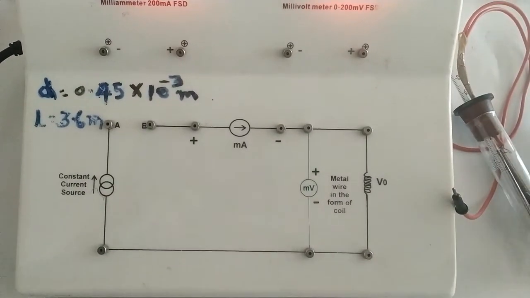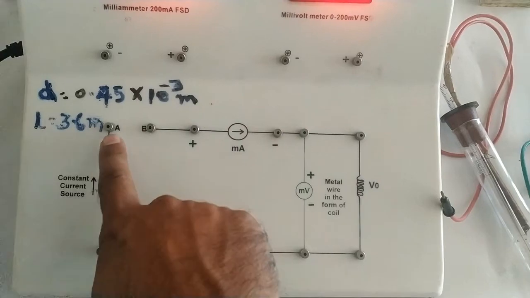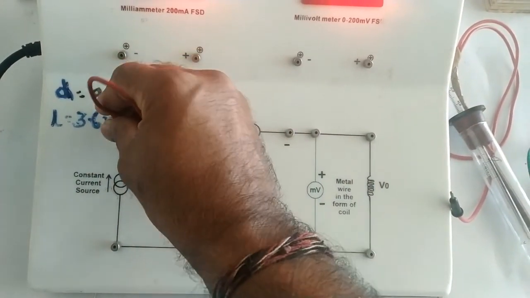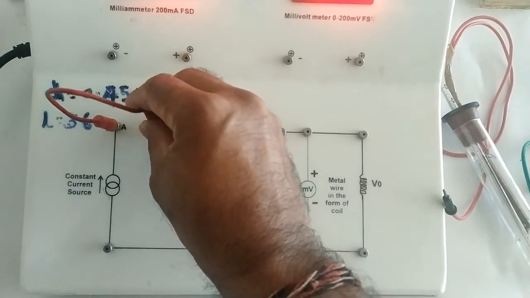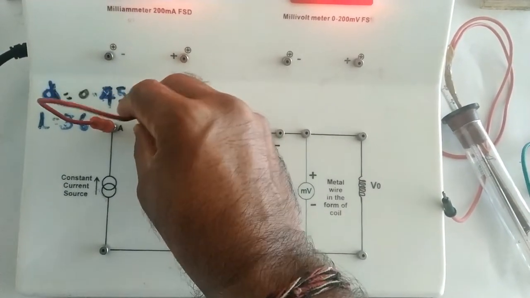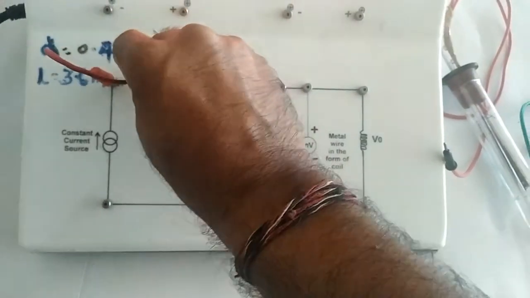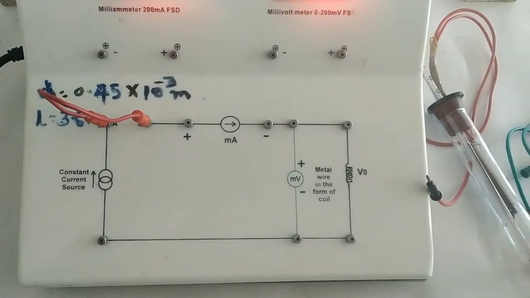So I will take a wire, and you can see this is A to B, there is no line. We need a connection from A to B, A to B, A to B.